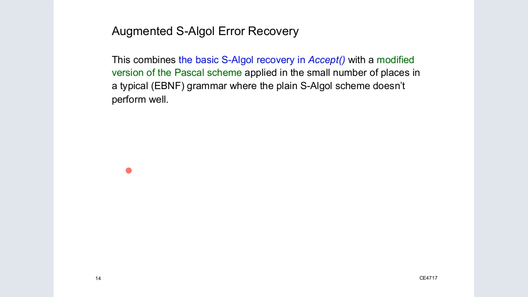So the augmented S-algol scheme basically takes the accept code, which we have for the basic S-algol recovery, and keeps that. The basic S-algol accept code that I talked about in the previous video, I want you to implement just as it's written down in the slides. Basically just copy and paste it into your parser. And then I want you to add a modified version of the Pascal scheme applied in a very small number of places in the parser. These are places where the plain S-algol scheme doesn't perform very well, and this essentially corresponds to EBNF choice points.